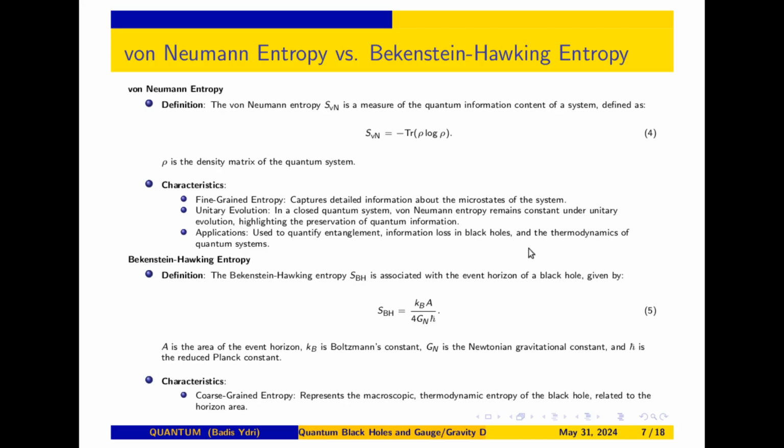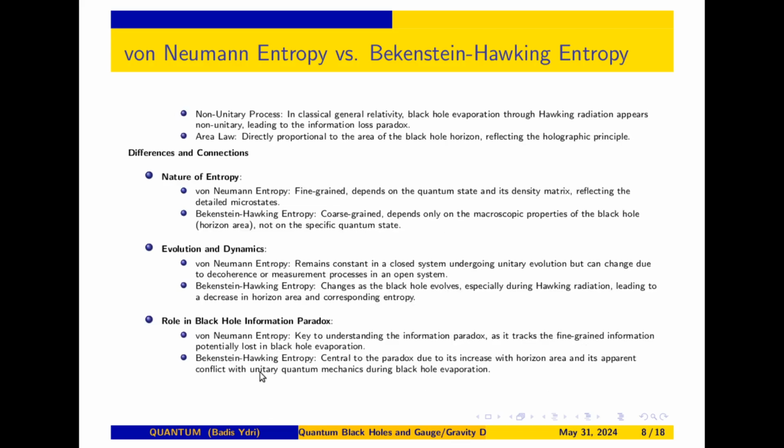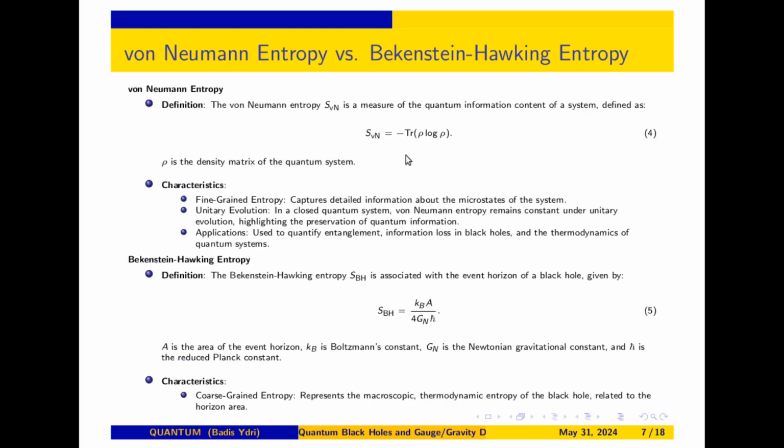In contrast, the Bekenstein-Hawking entropy S_BH is given by equation 5. The Bekenstein-Hawking entropy is a coarse-grained entropy, representing the macroscopic thermodynamic properties of the black hole. It is directly proportional to the area of the black hole horizon, reflecting the holographic principle, which suggests that the information content of a volume of space can be represented as a theory on the boundary of that volume. This principle is a cornerstone of modern theoretical physics, bridging the gap between quantum mechanics and gravity.